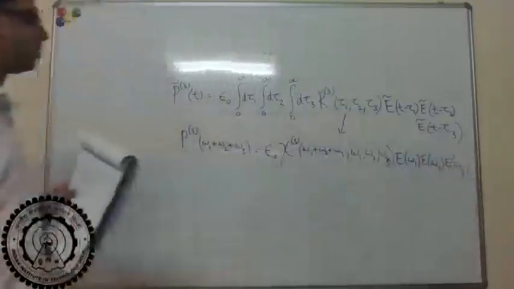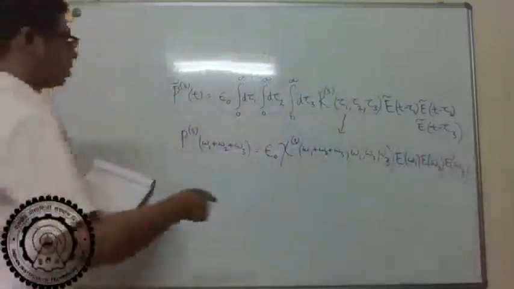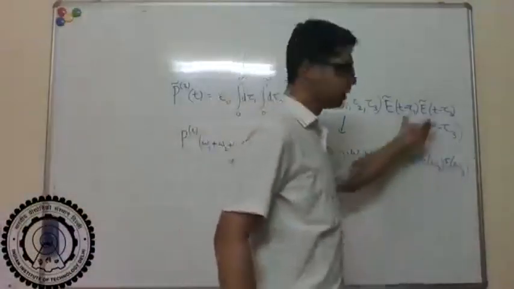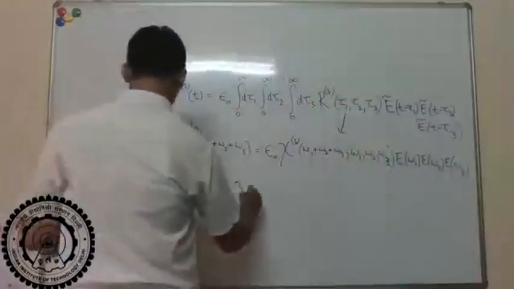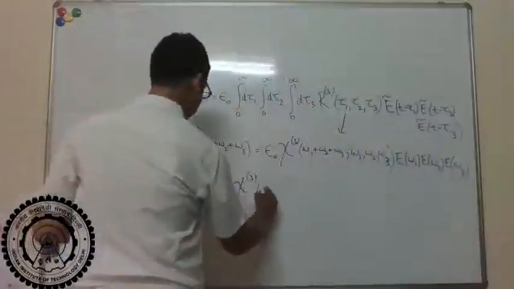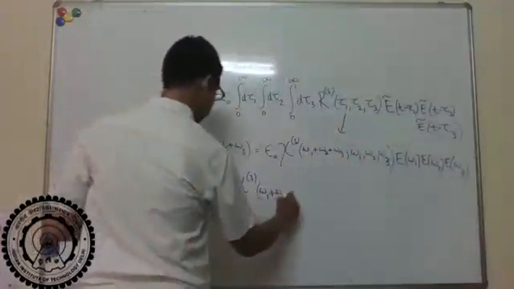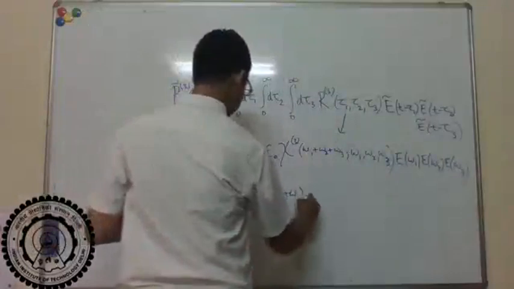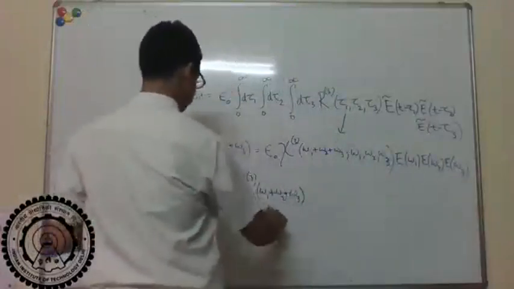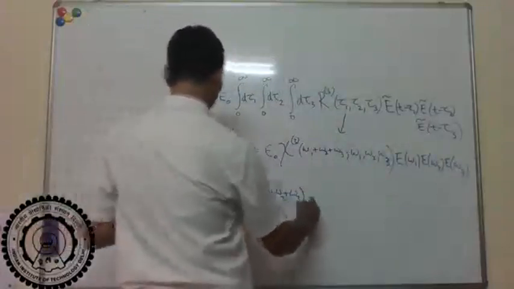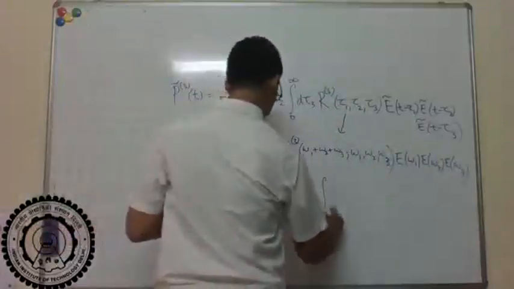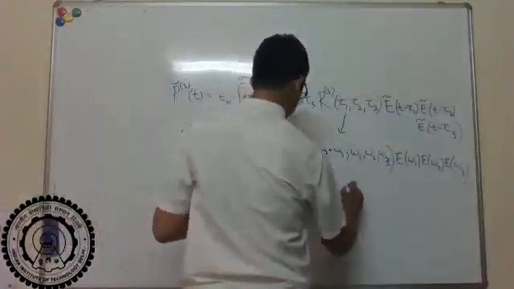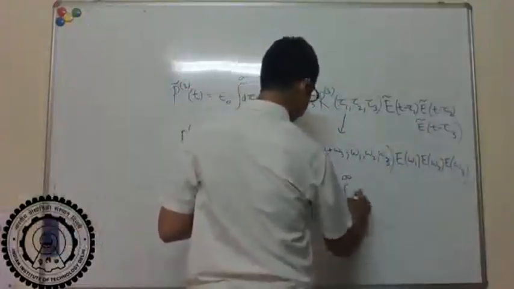Right? Should have something like this. Then again, if you put in Fourier transform relations here, you can check that the third order susceptibility at the sum of these three frequencies is basically the Fourier transform, or the three-dimensional Fourier transform of the response function, because the response function is three-dimensional.